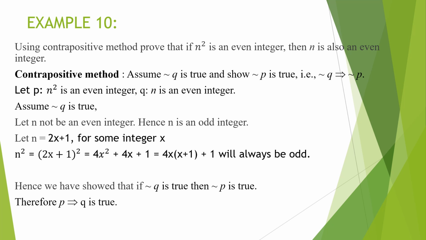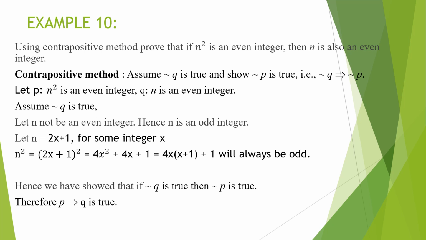That means let n not be an even integer. What does this mean? Since n is not an even integer, n is an odd integer. N is an odd integer, so again write n as 2x plus 1 for some integer x. So now when we simplify n square, what do we get? 4x into bracket x plus 1, plus 1. This is how we can simplify.